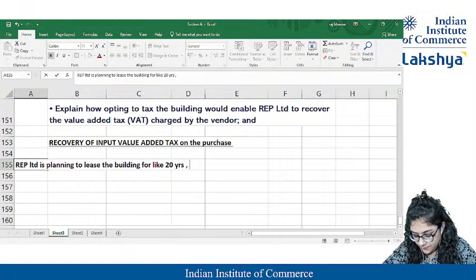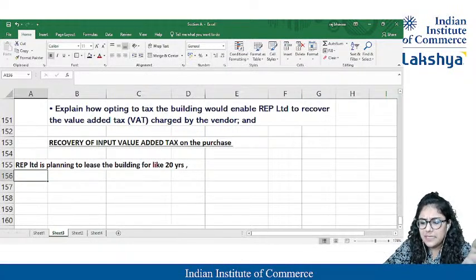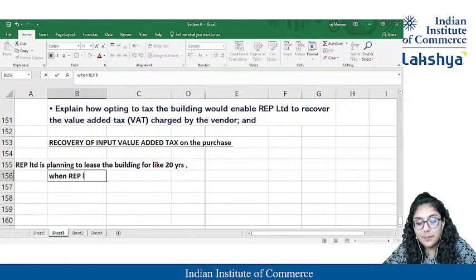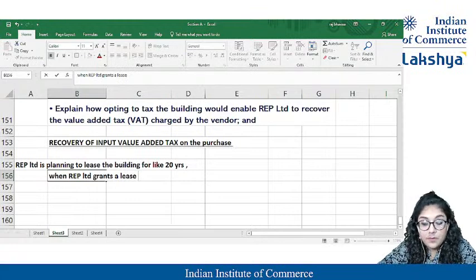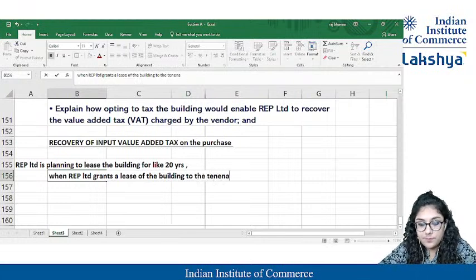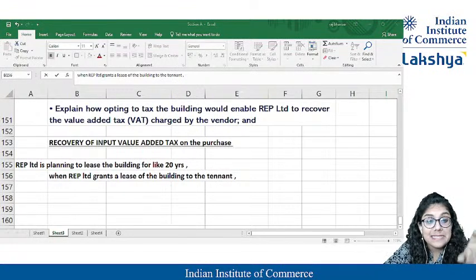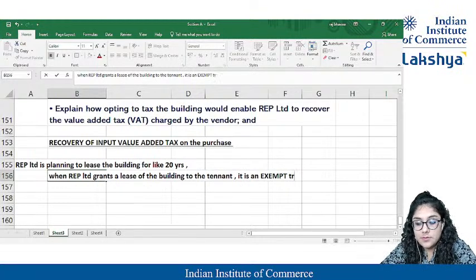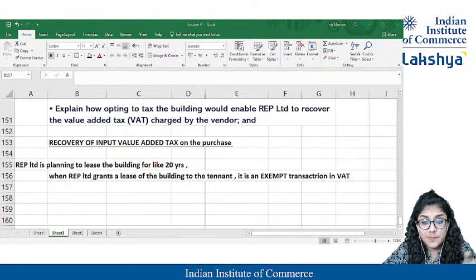So students, when they give the building on lease to the tenant, is it a taxable supply? I'll need to write that. When REP Limited grants a lease of the building to the tenant, it is an exempt transaction in VAT. Guys, we know that it is not taxable.